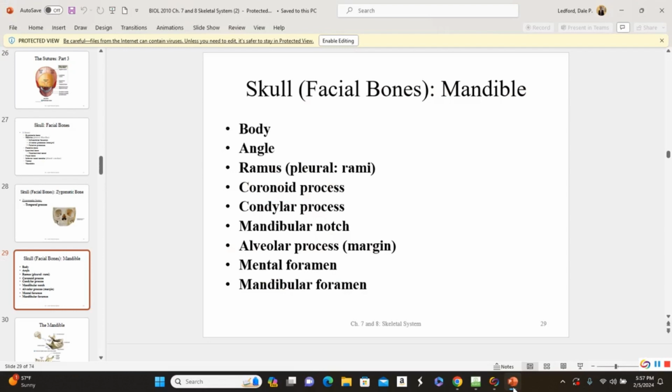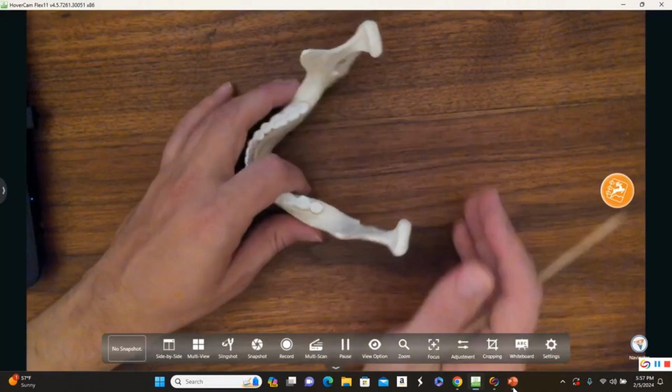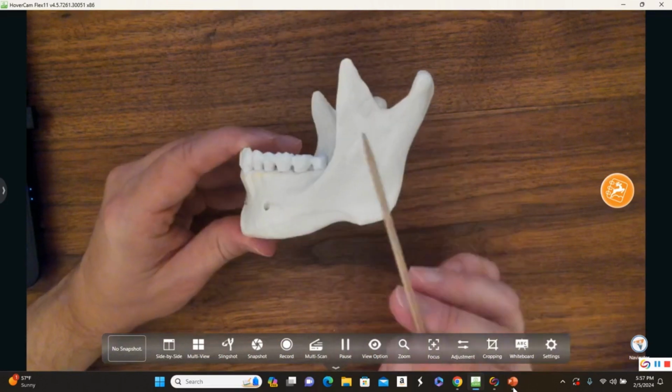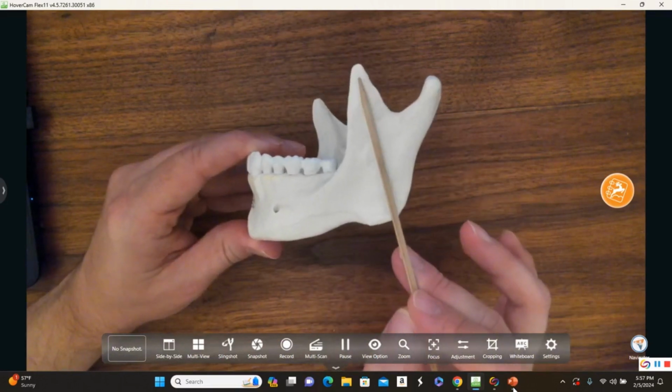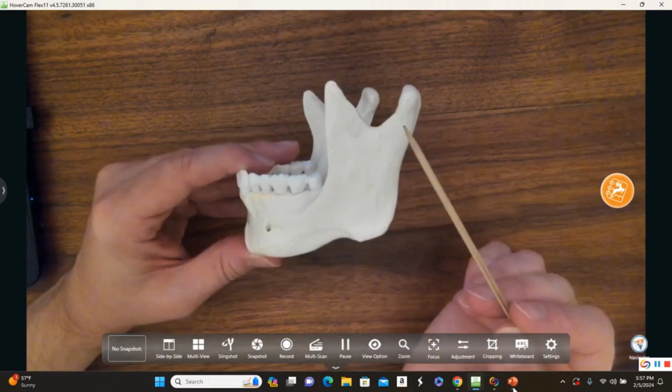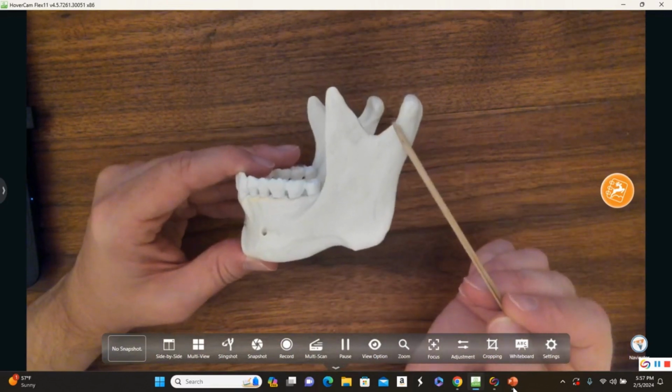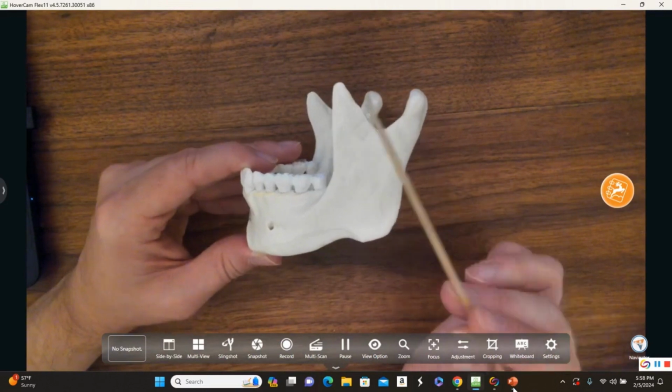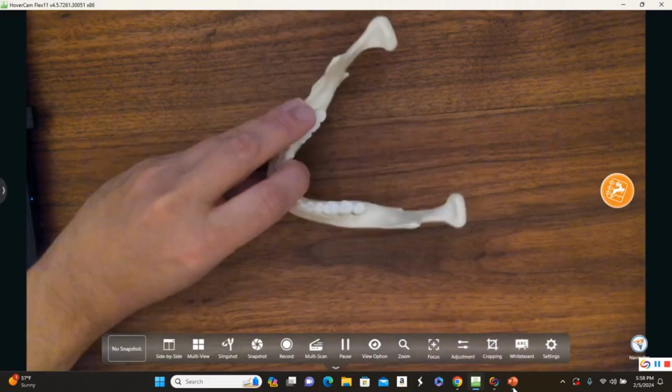We have the coronoid and condylar process. The coronoid process is the one found here. This is a condyle, so this is the condyloid or condylar process. Condylar process here, coronoid process here.